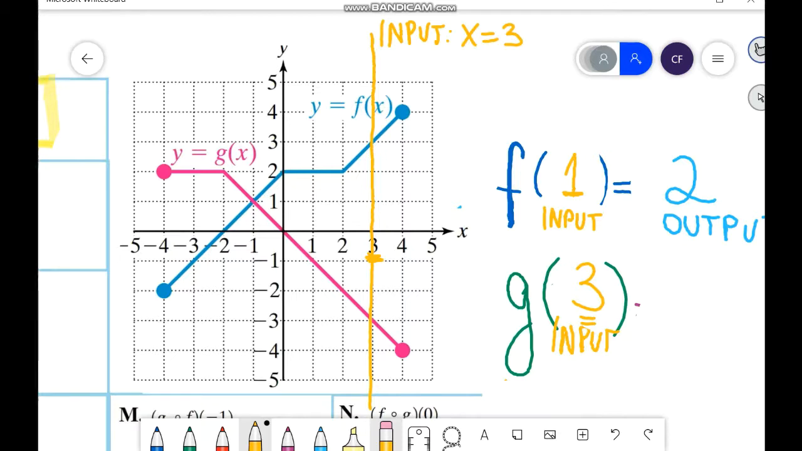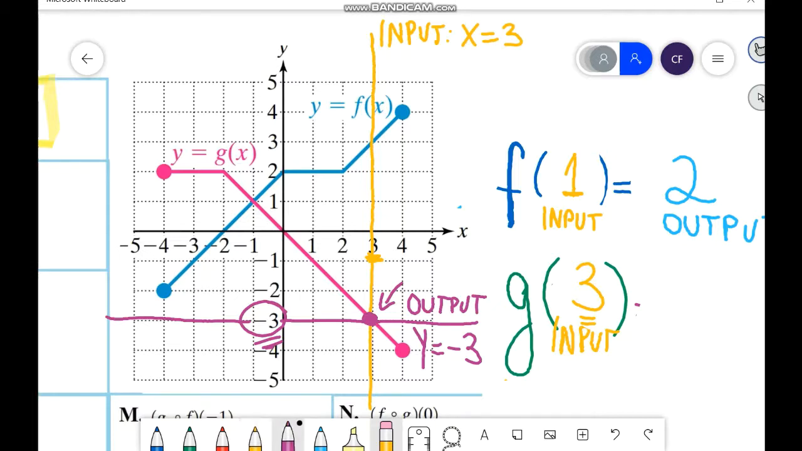And we want to find g. And the output is going to be the intersection between the vertical line x equals 3 and the graph g. This is the intersection, see? This point. Draw a horizontal line, and this is the output. Check y. y equals -3. So the output is -3.